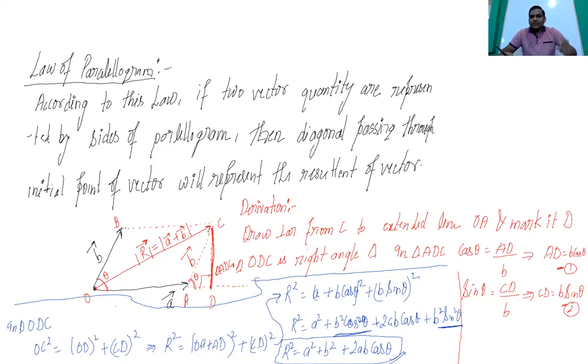The difference is that the triangle law of addition is applicable when the vectors are coplanar, while this case is applicable when the vectors are co-initial.